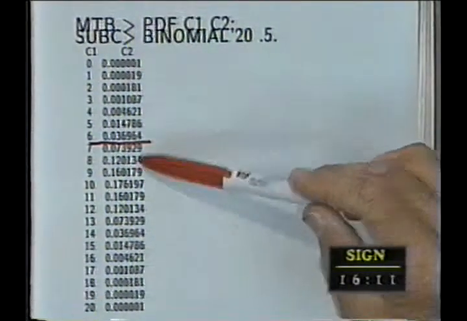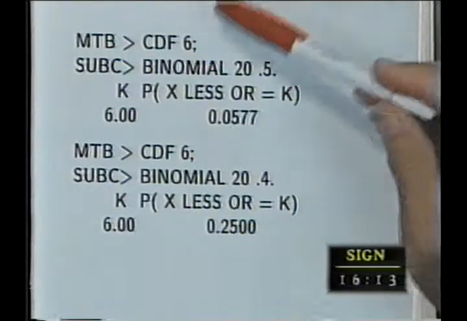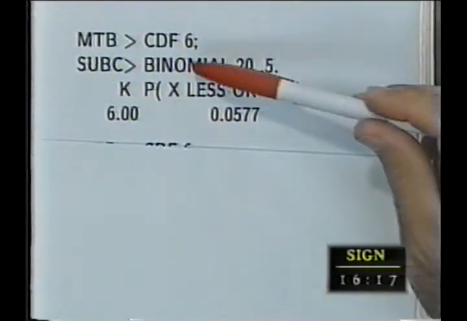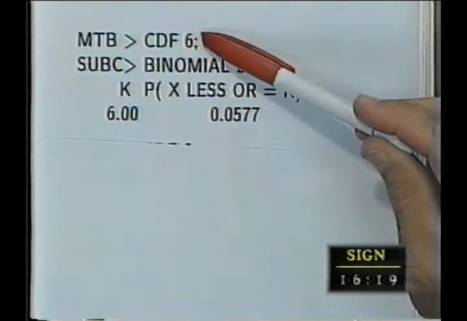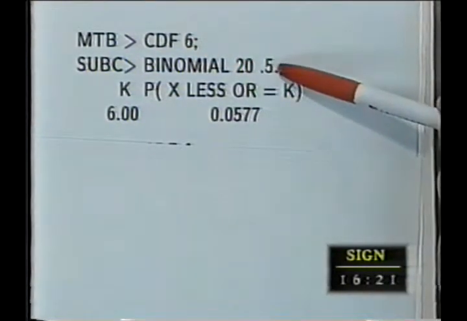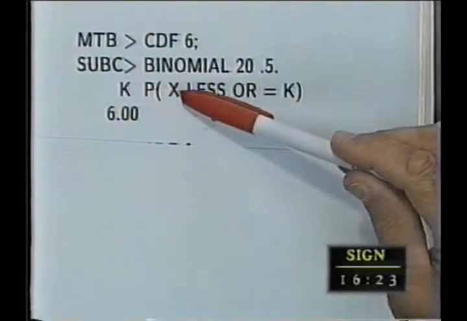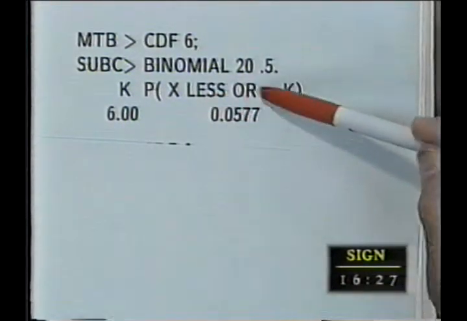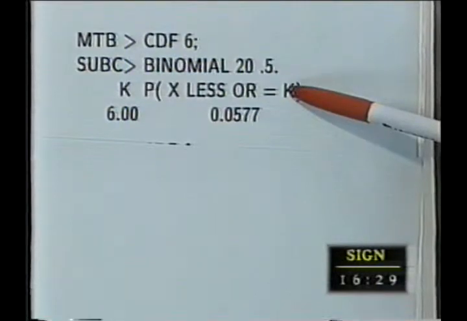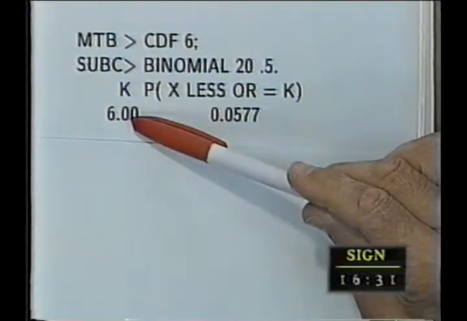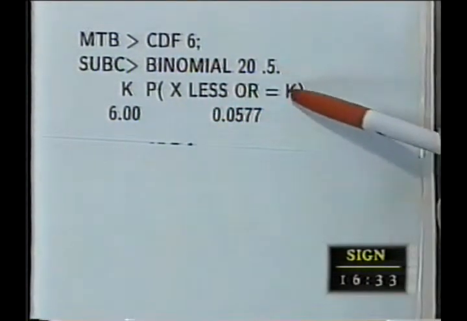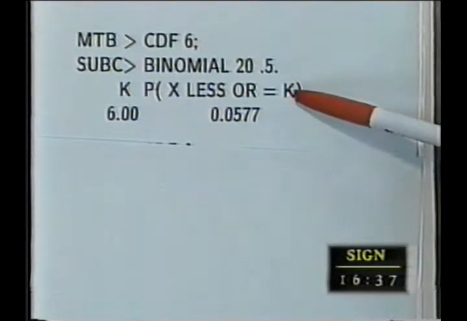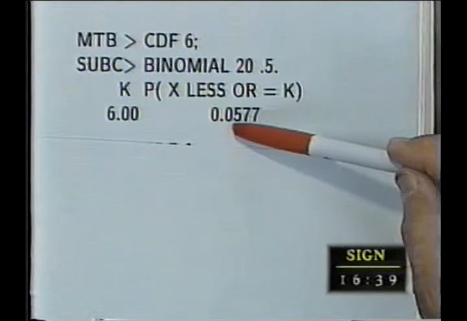I can add those up, or instead of asking for the PDF, I can ask Minitab to give me a CDF. Give me the CDF of 6, that is, CDF binomial 20, p of 0.5. The CDF is the probability that x is less than or equal to 6. Less than or equal to 6 is no more than 6. They mean the same thing. And it says k is 6, and the probability of no more than 6, or x is less than or equal to 6, is 0.577.